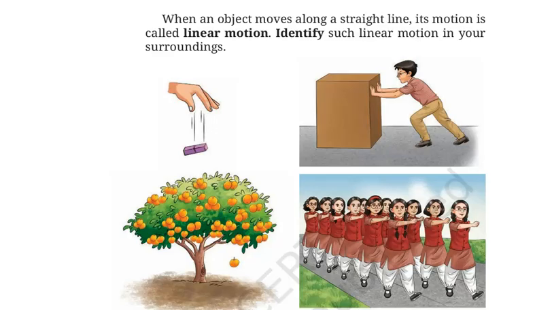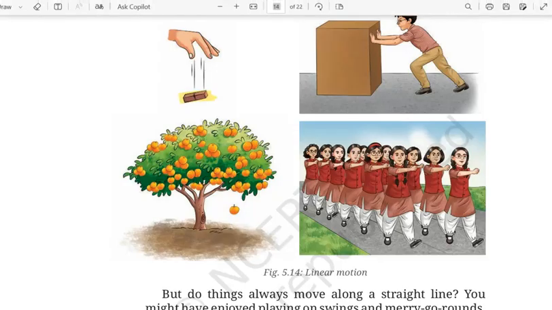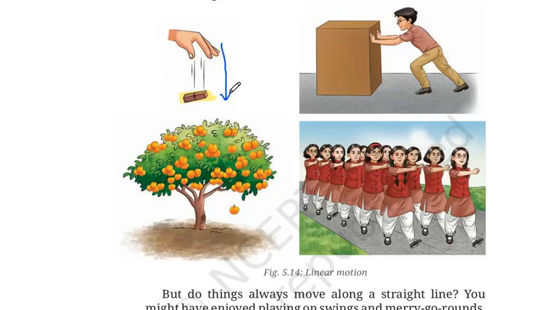The first type of motion is called linear motion. Children, what do you mean by linear motion? When an object moves along a straight line, its motion is called linear motion. For example, if you are dropping a bar vertically downwards, what do you see? The bar is falling straight down in a straight line, vertically downwards. So this kind of motion is linear motion.